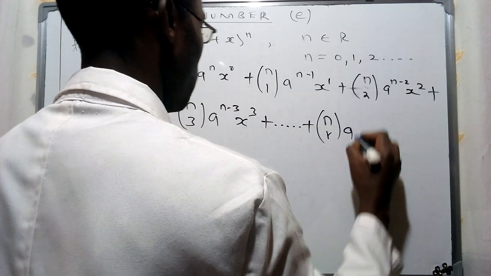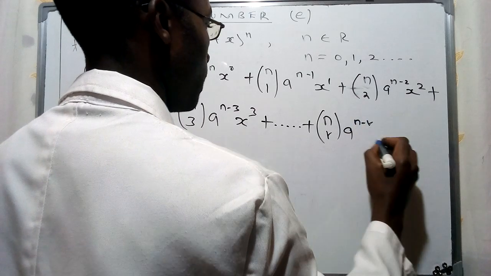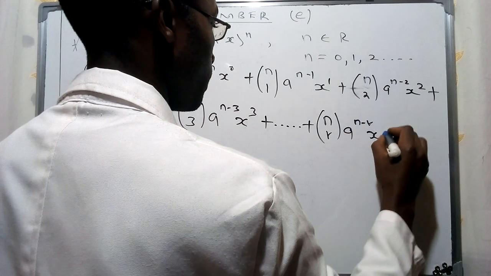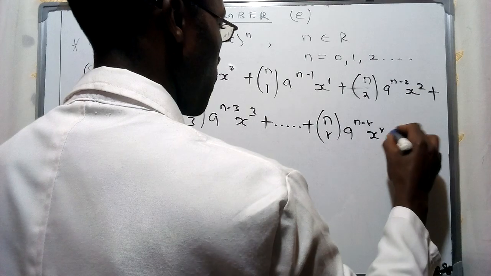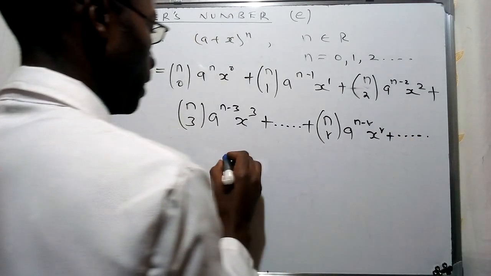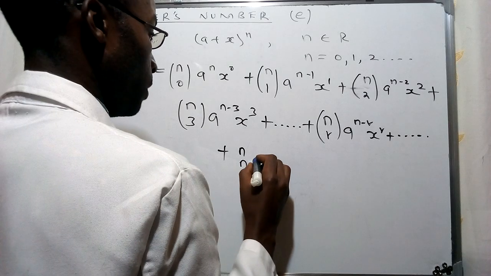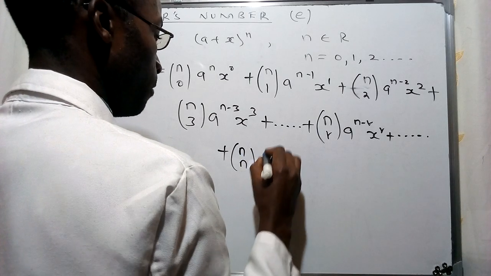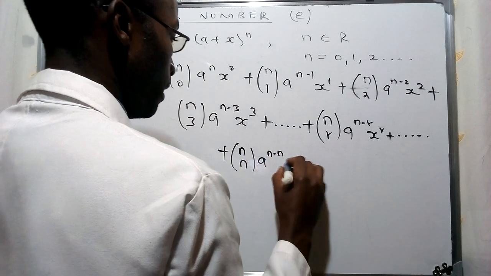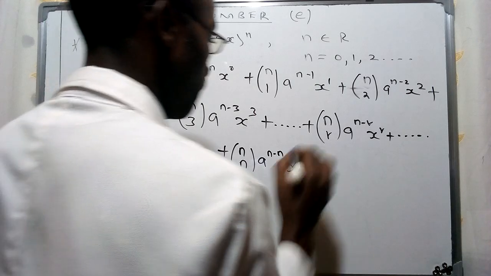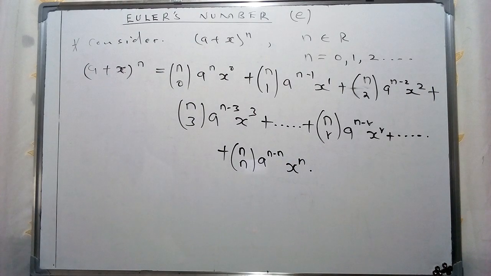So this is going to be given in terms of a^(n−r), and then we shall have x raised to the power of r given as such. So if we combine this, we are going to have a last term given in terms of n minus n, and then we shall have this specific value of a raised to the n minus n, x raised to the power of n as our last term in this expression. So we can simplify this expression and give it in a similar form.